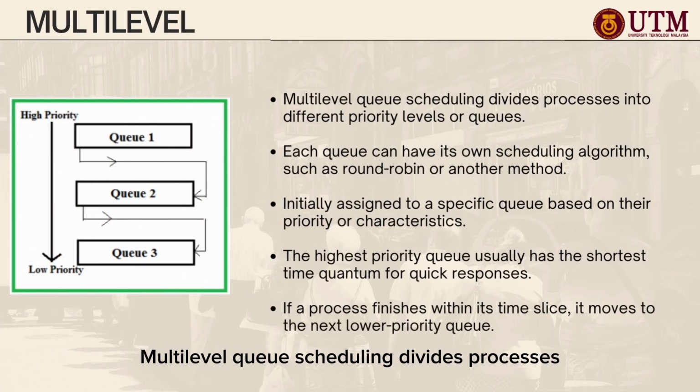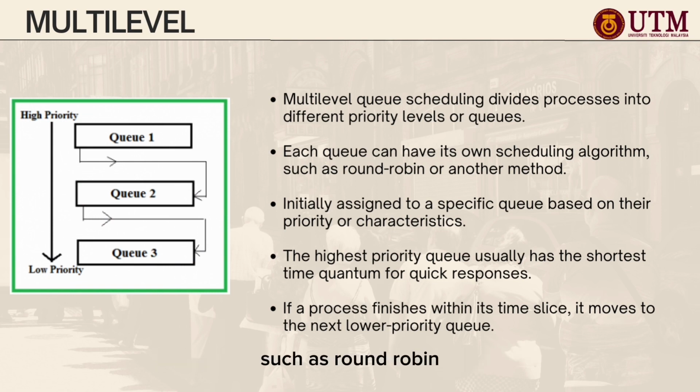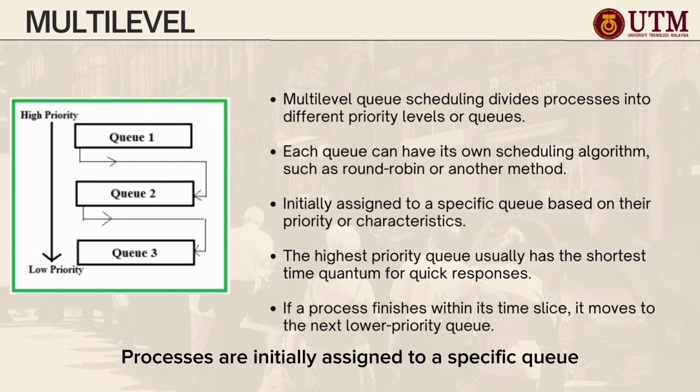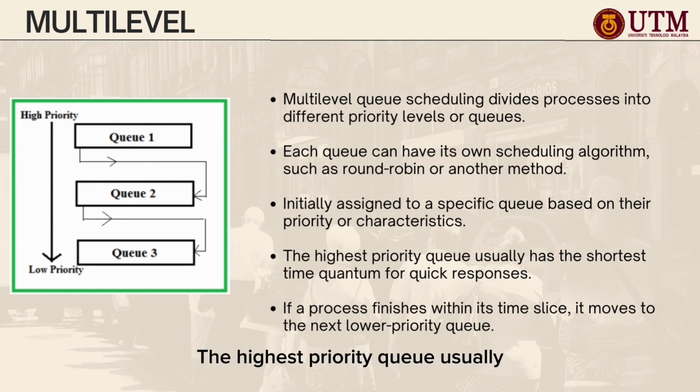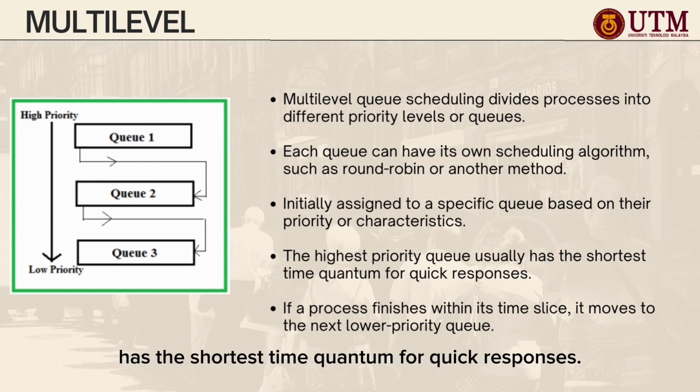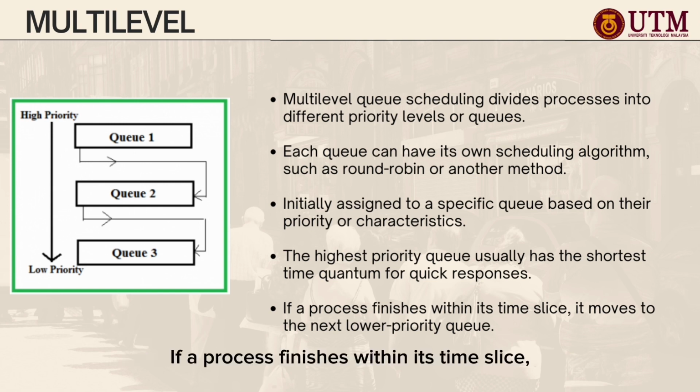Multilevel queue scheduling divides processes into different priority levels or queues. Each queue can have its own scheduling algorithm, such as round-robin or another method. Processes are initially assigned to a specific queue based on their priority or characteristics. The highest priority queue usually has the shortest time quantum for quick responses. If a process finishes within its time slice, it moves to the next lower priority queue. Multilevel queue scheduling balances responsiveness for critical processes and efficient resource utilization.